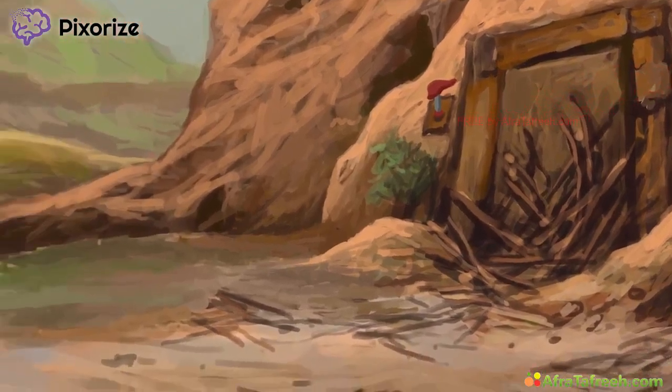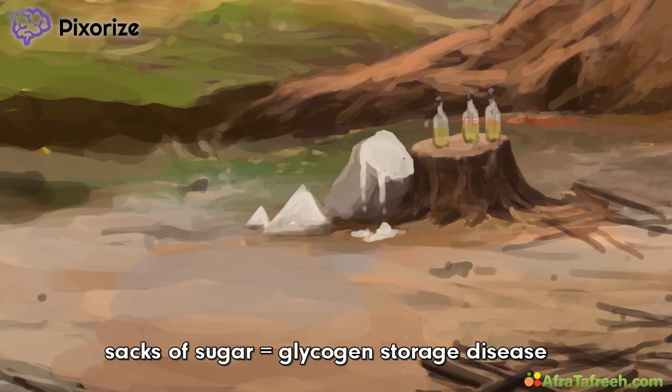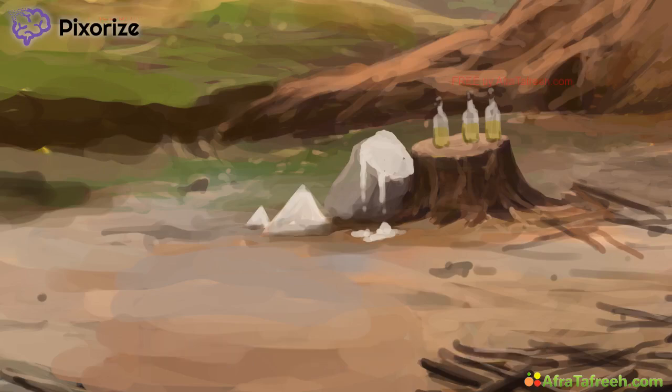Next, take a look at this campsite made by our branch removers, where they've left a few sacks of sugar. Look familiar? Well, these should, because these sacks storing sugar are a recurring symbol for glycogen, which similarly stores sugar for later use by the body. These sacks of sugar are here to help you remember that Cori disease is a glycogen storage disorder.